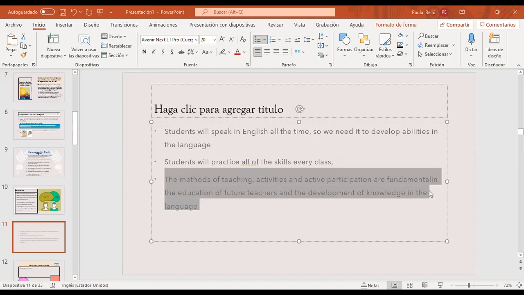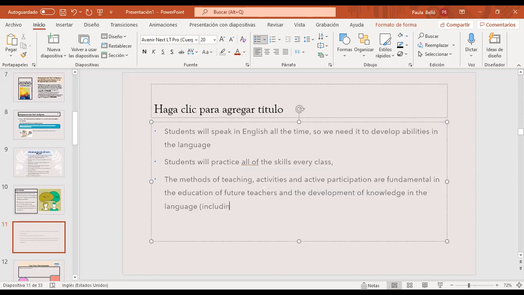Yes, vocabulary, exactly what I was saying. So the methods of teaching activities and active participation are fundamental in the education of future teachers and the development of knowledge in the language, including, we said, all of the areas, including all of the skills, vocabulary, grammar, syntax, pragmatics, semantics.